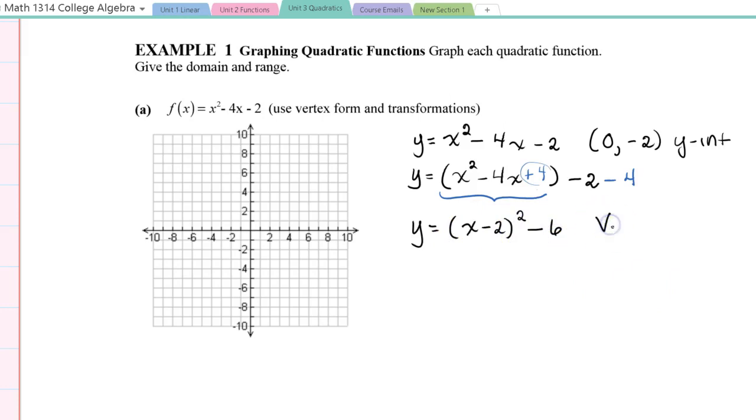This will tell me that the vertex is located at (2, -6). This also tells me that the axis of symmetry is at x is equal to 2. So let's graph the information we have, and then we'll use what we know about transformations to complete our graph. So we're going to graph (0, -2), that's our y-intercept. We're going to graph the vertex, which is (2, -6). And the only other thing that we know is that our axis of symmetry is at x is equal to 2.